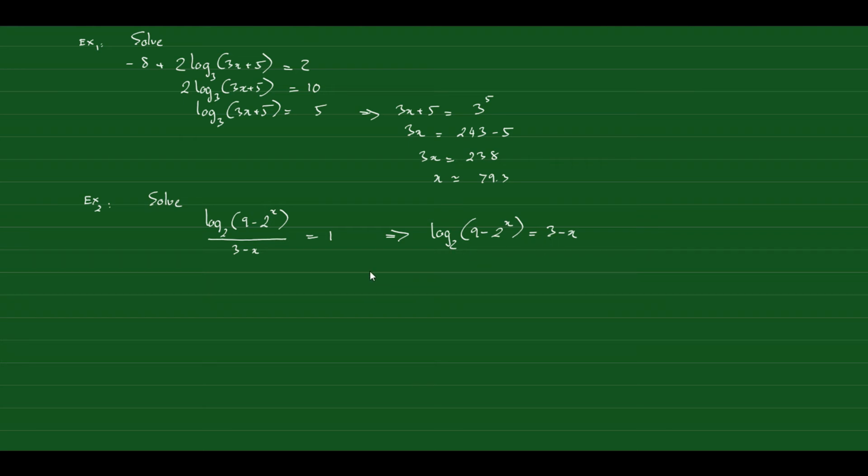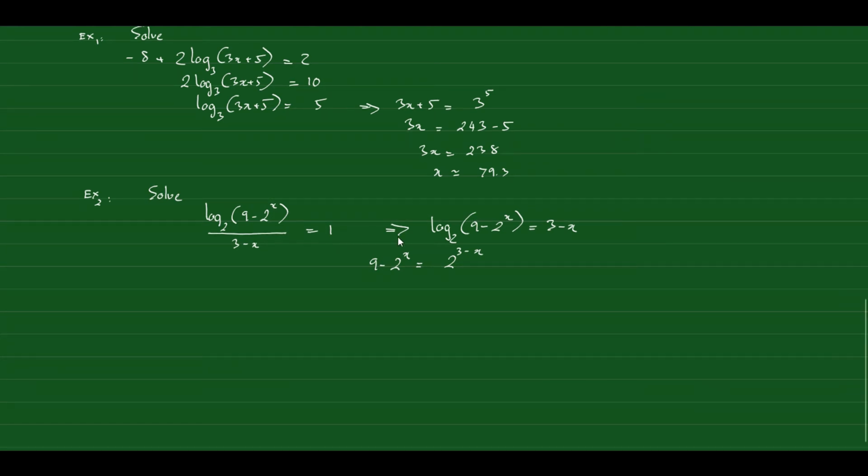So we need to kick this up. You have 9 minus 2 to the x equal to 2 raised to the 3 minus x. Alright, maybe some of you get stuck right over here. If you notice, this is a subtraction between two exponents. So I can write this as 2 to the 3 over 2 to the x, and 2 to the third power is 8.